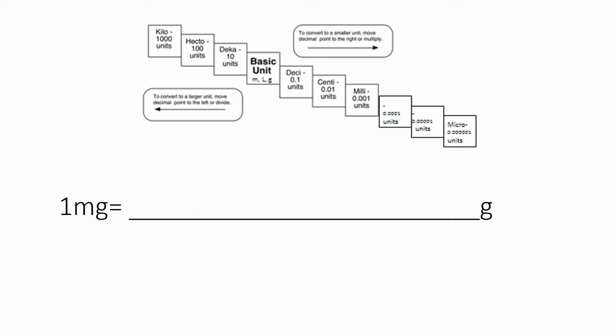In this problem, we're asked to move from milligrams to our basic unit of grams. So we are going to be moving 1, 2, 3 to the left. So in my problem, I'll move my decimal 1, 2, 3 to the left and fill in zeros. 0.001 gram is equal to 1 milligram.